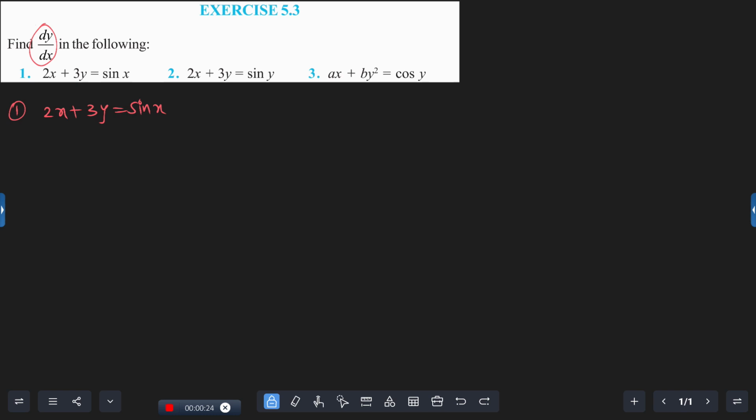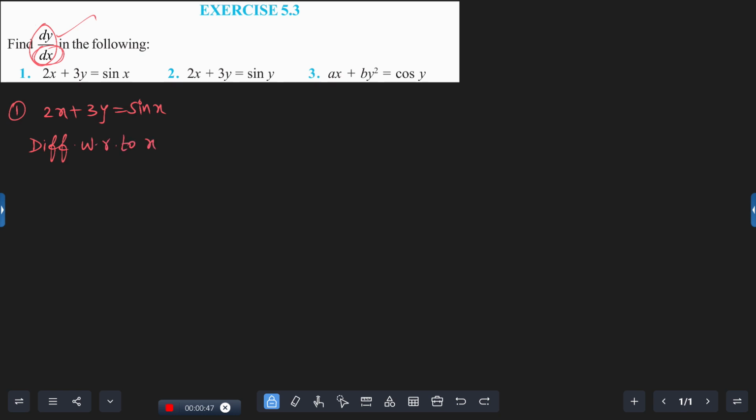Listen carefully. In the question they ask to find dy by dx. Whatever we have in the denominator, with respect to that variable only we have to differentiate. By dx means we have to differentiate with respect to the x variable. That is the meaning. So differentiate with respect to x on both sides.